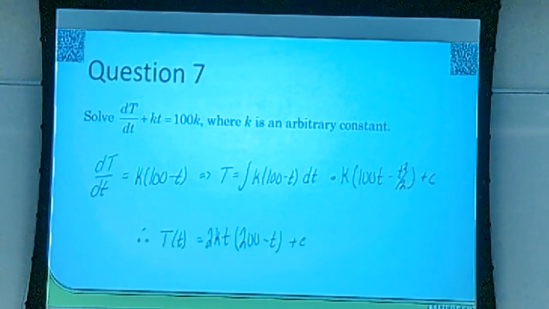Why were you able to actually factor out that K? Because I told you it was an arbitrary constant, right? If it wasn't, you would not be able to factor out that K. Good.